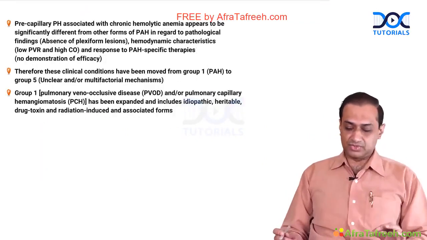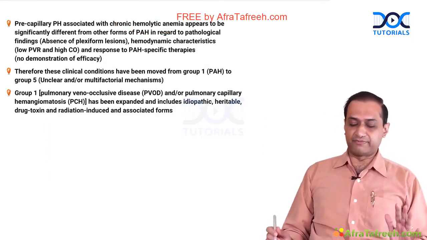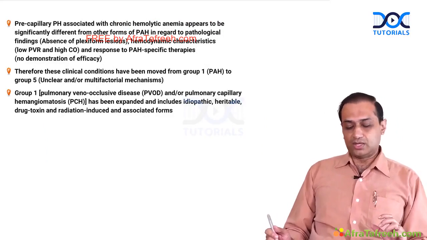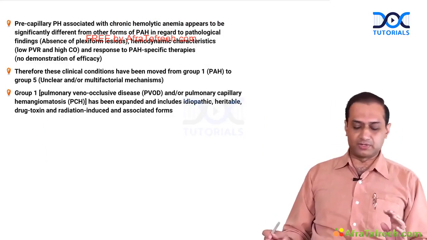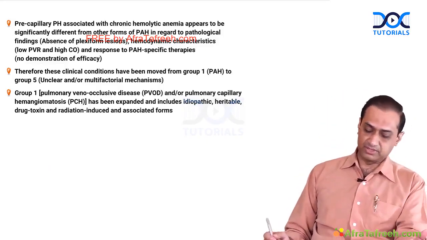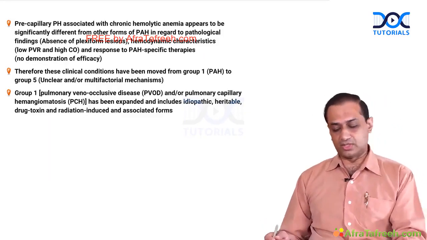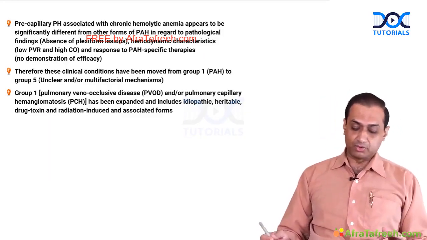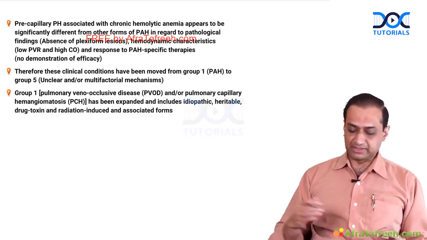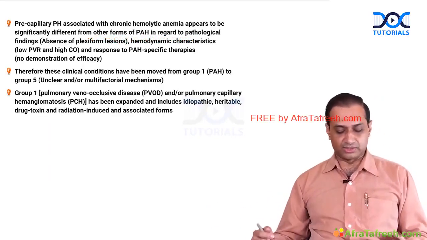So, precapillary PH is associated with chronic hemolytic anemia. This is different from the other forms of PH due to the absence of plexiform lesions in histopathology, and also a low PVR and high cardiac output, with response to PH therapies with no demonstration of efficacy being found in this subgroup of patients. So, these conditions have been moved from group 1 PH to group 5, and group 1 pulmonary veno-occlusive disease and pulmonary capillary hemangiomatosis are being expanded and included as idiopathic, hereditary and drug and toxin related association.